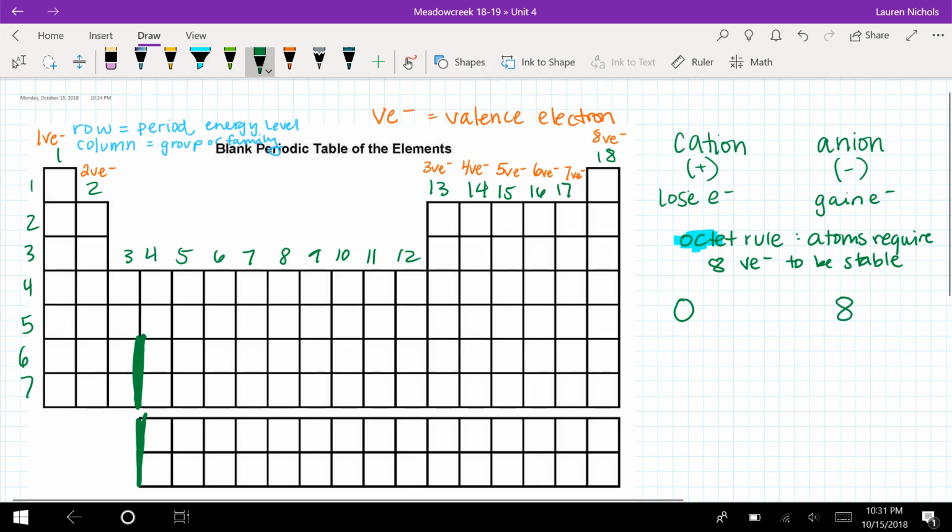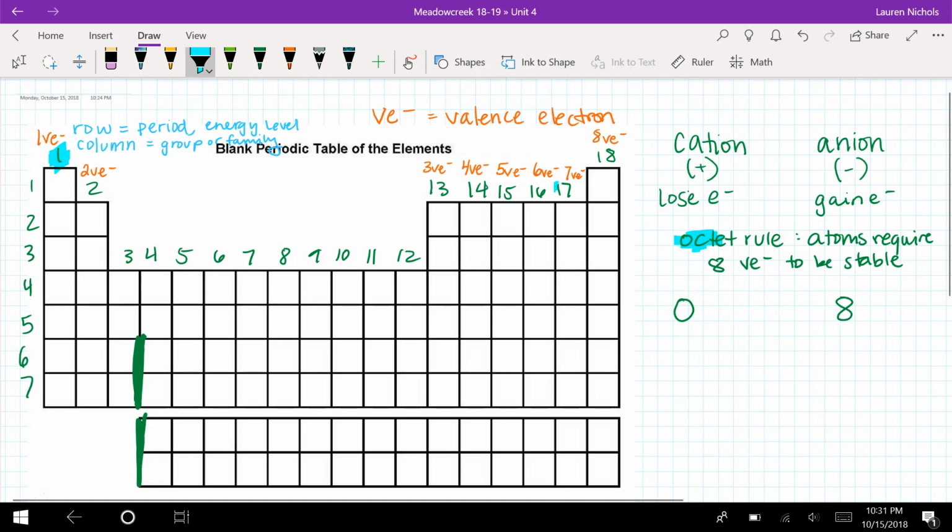So for example, anything in column number one over here, having one valence electron, well, it could lose that one valence electron, or it could gain seven more to get to eight. And it would be a lot easier to lose one. And so it does that. And so it's most likely to form a cation.